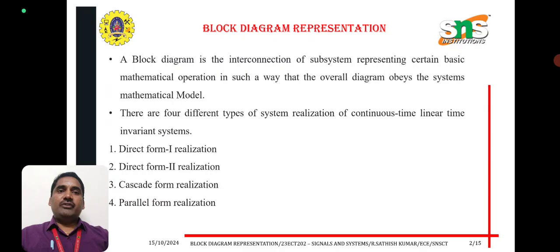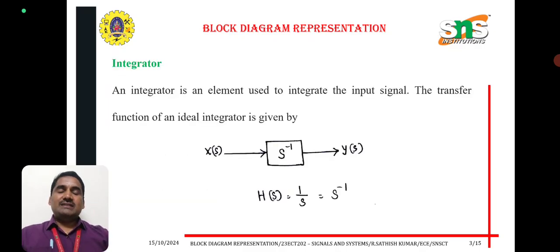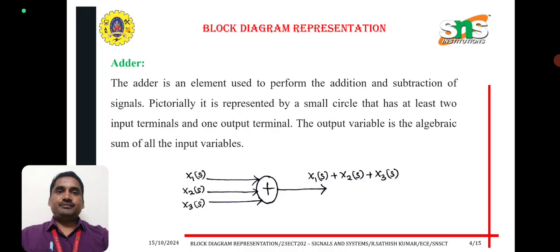There are four different types of system realization of continuous time invariant system: direct form 1 realization, direct form 2 realization, cascade form realization, and parallel form realization. First, what is meant by integrator? An integrator is an element used to integrate the input signal. The transfer function of an ideal integrator is given by: when X of s is given to s inverse, we can produce output as Y of s. H of s is equal to 1 by s, which is equal to s inverse.